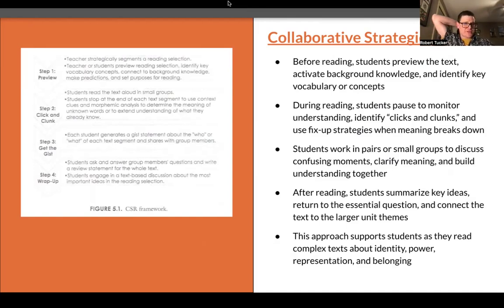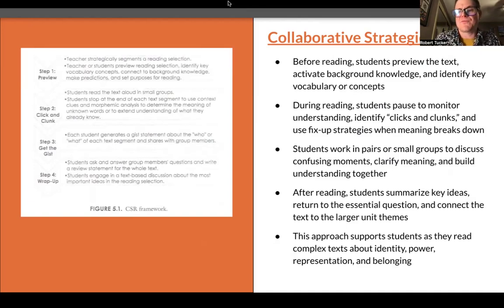After each clunk, students would move on to step three, which is get the gist. This is when you generate a gist statement of the who and the what. That's a really quick summary statement, or paraphrase, if you will, not summary, but in your own words, kind of spit back to us what it is. Then they would share that with their group members in this collaborative process. And then finally, as a wrap up, after reading, students would summarize key ideas, return to the essential question, and connect the text to the larger themes.